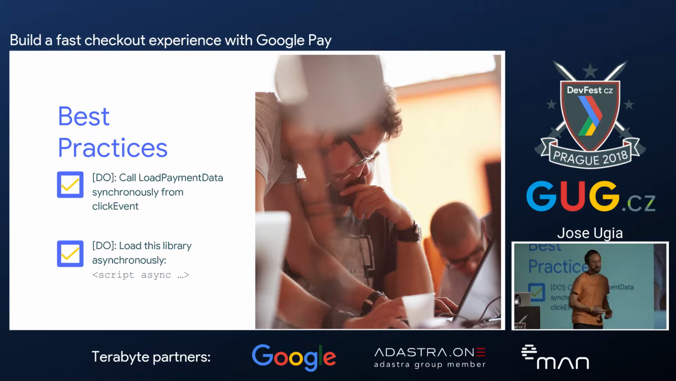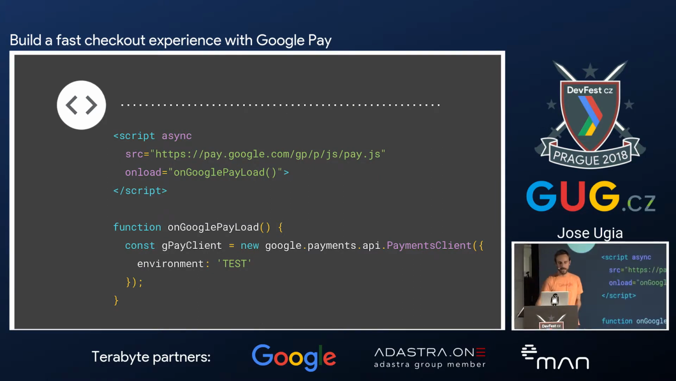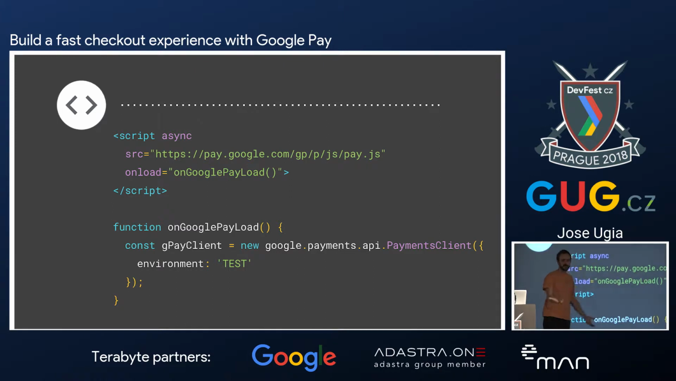The other one: remember when we were loading the library in the script at the very beginning? Now, you can see that we have an async in here, right? What this is doing, as most of you know, is allowing the document, the HTML, the site, to load first, and keep the payments library loading in the background, right?